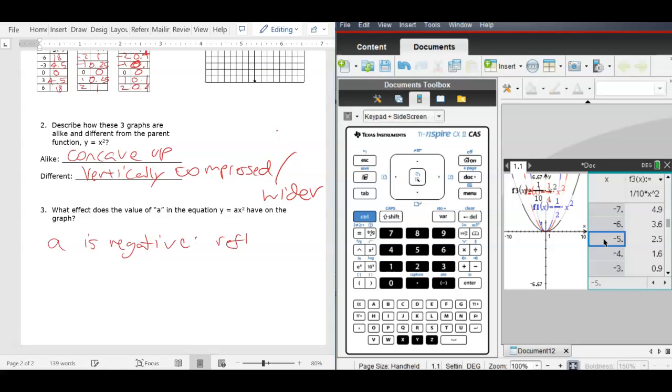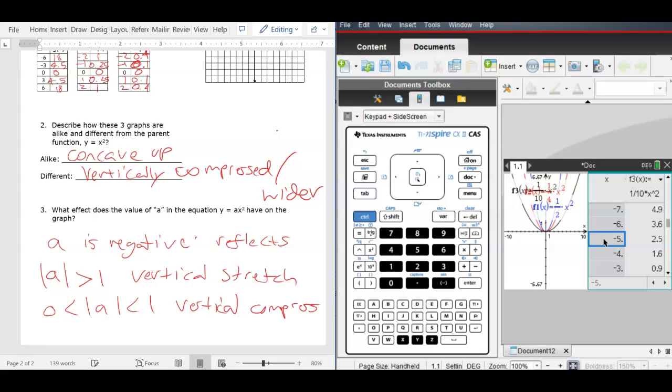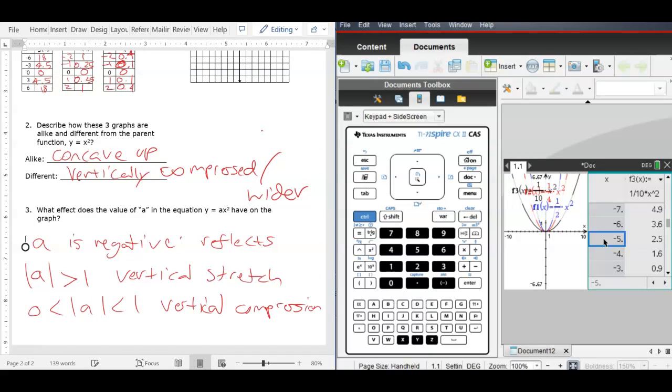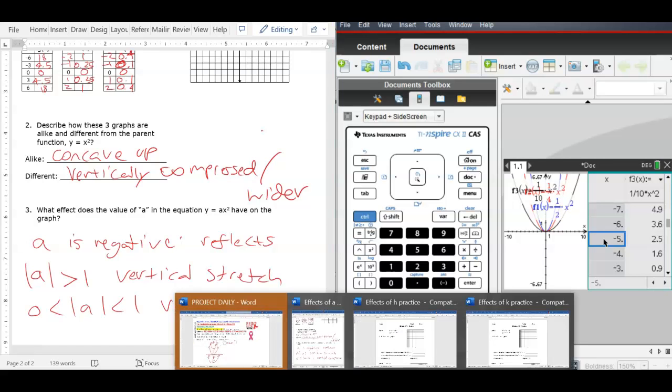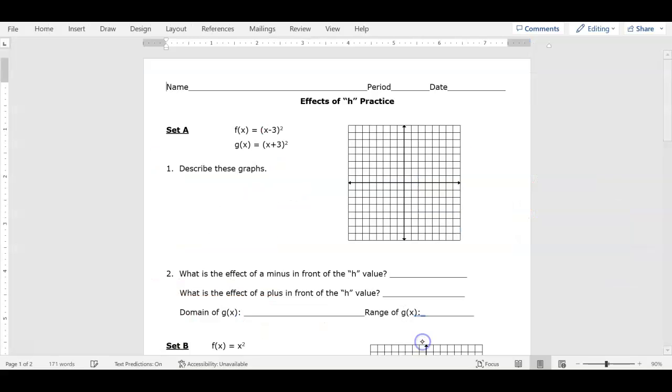It reflects. If A is greater than 1, it's a vertical stretch. And if A, this is from your notes too, if A is between 0 and 1, it's a vertical compression. All right. Now, effects of H.